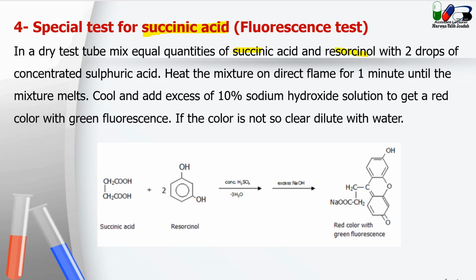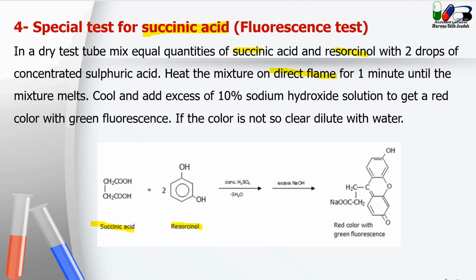Okay, as you see here, this is the shape of it, and here the succinic acid with 2 drops of concentrated sulfuric acid. Heat the mixture on a direct flame. Here it differs: our work will be on a direct flame, not a water bath, for 1 minute until the mixture melts, because both are solids, so the mixture gets molten. Then we are good to go. Cool and add excess of 10% sodium hydroxide solution to get a red color with green fluorescence.